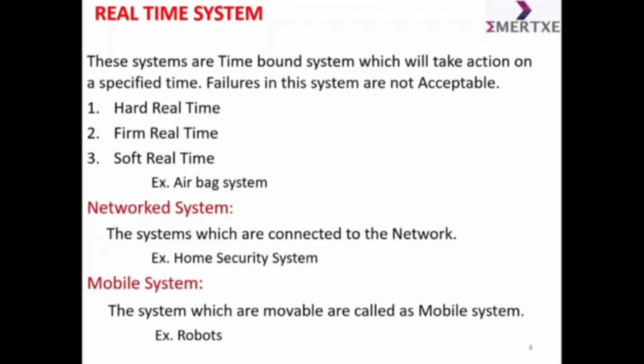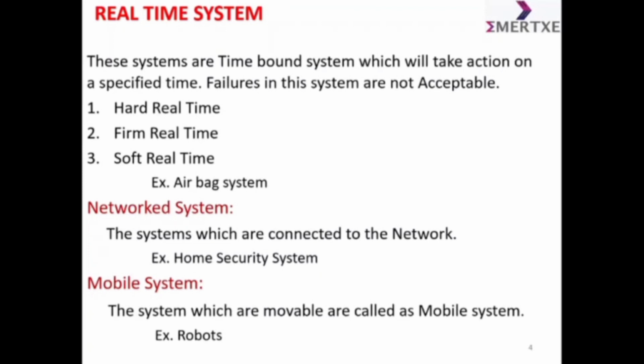Firm real-time: it is similar to hard real-time, but it is not life critical. For example, moon rover, satellite-based tracking, etc. Soft real-time: if the result is obtained after the deadline, the system is still considered to be successful. For example, ATM, mobile communication, airbag system, etc.